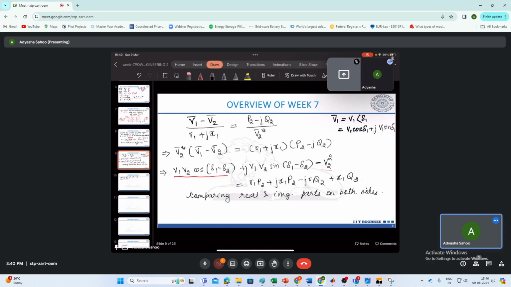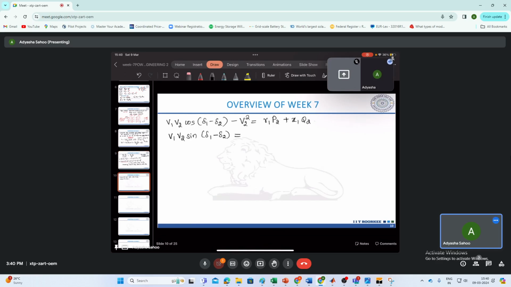And on the other side, it is X1 P2 minus R1 Q2. So this one I can rewrite as V1 V2 cos(delta 1 minus delta 2) is V2 square plus R1 P2 plus X1 Q2. So this is my equation 1 and this is equation 2.